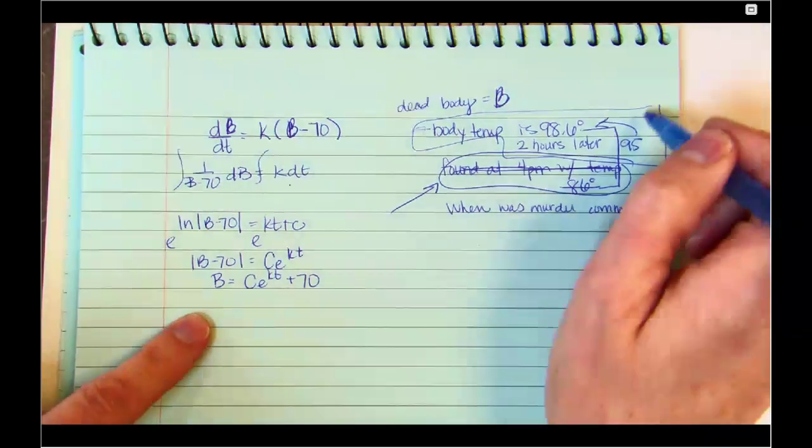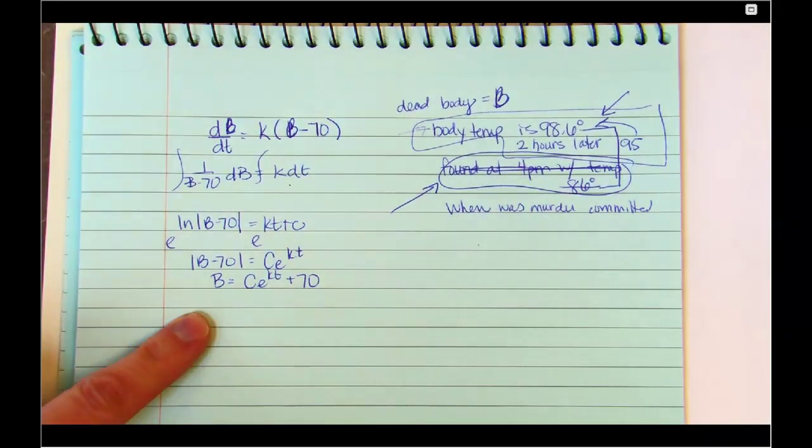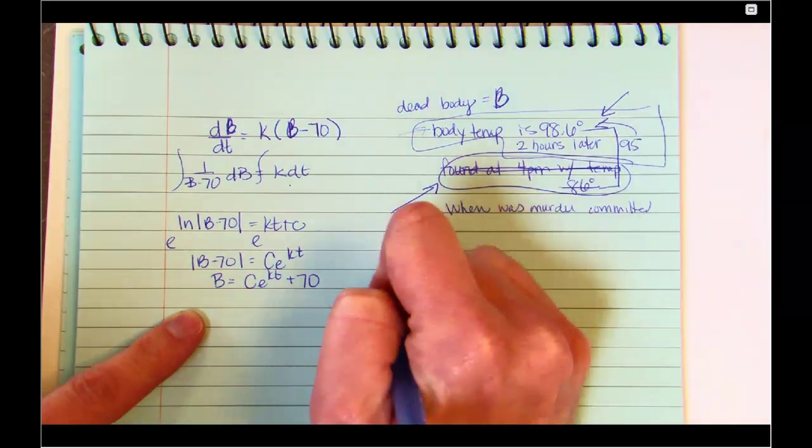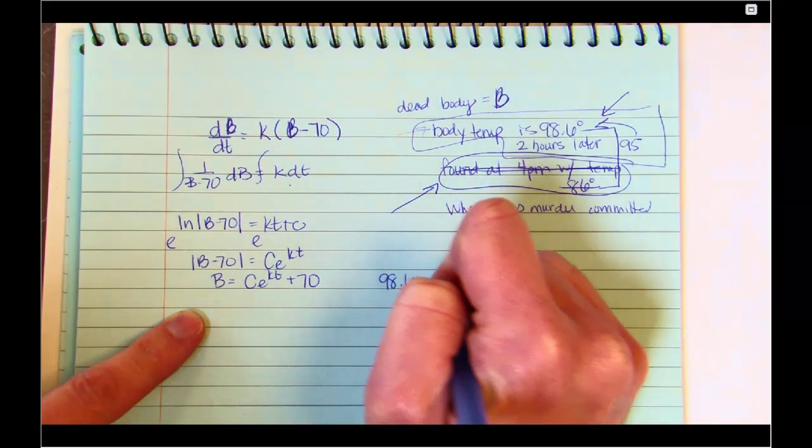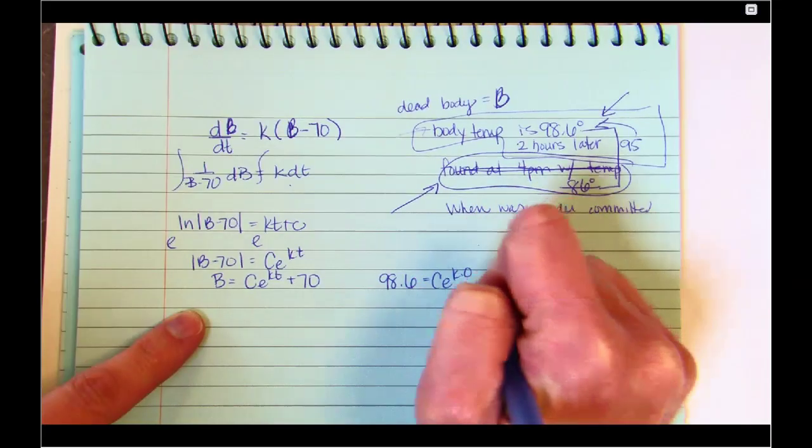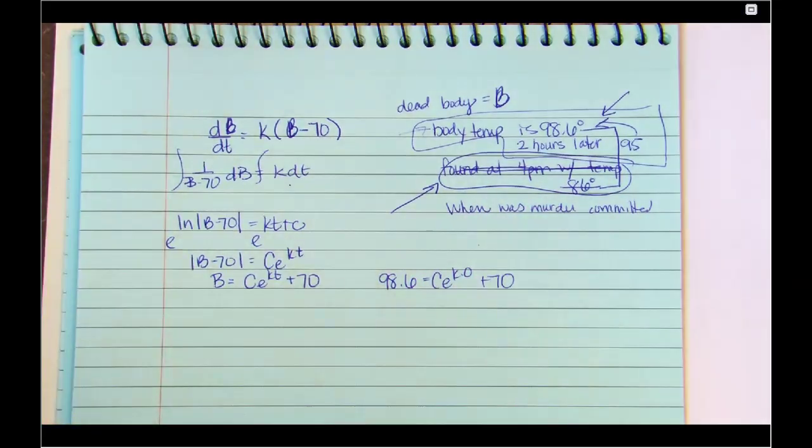So now you know, first of all, that the body temperature of a normal human body is 98.6 degrees. That gives you a coordinate point. What does it tell you? 98.6 and 0. So 98.6 equals C e to the K times 0 plus 70. Subtract your 70, so C is what?